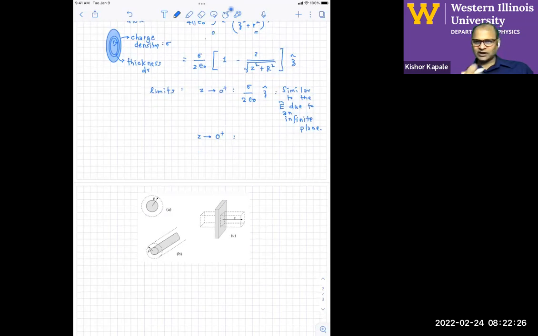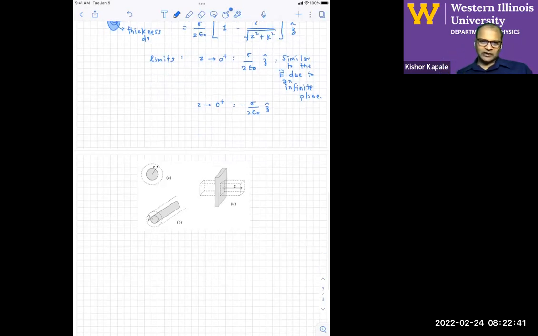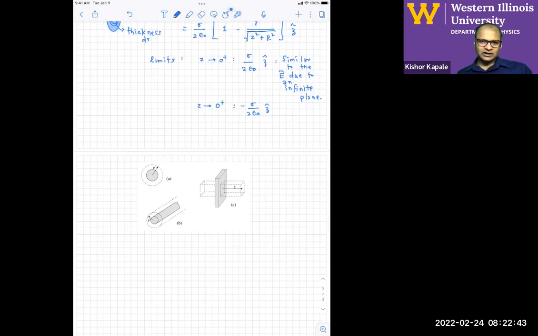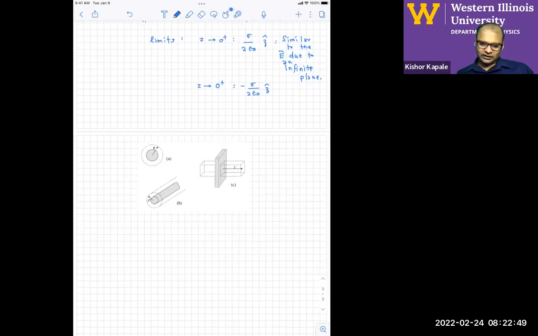It's just that the direction is z hat, right? So the direction in that case would be negative z hat, which you can write as negative sigma over 2 epsilon 0 z hat. So all that is going to change is the direction. For a positive sigma, the electric field is along the z direction, pointed away from the charge distribution. Oh, sorry, I made a mistake here. This should be 0 minus. That means you're coming to z equal to 0 from the other side.